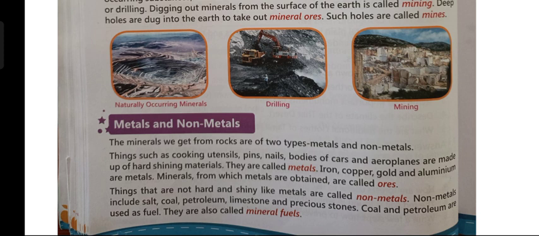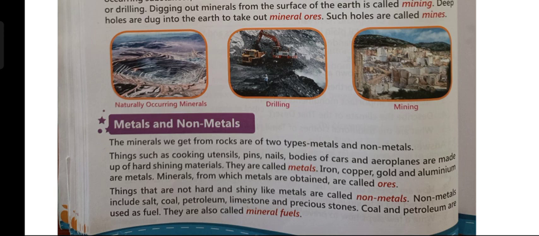Now, let us read the last paragraph. Things that are not hard and shiny like metals are called non-metals. Non-metals include salt, coal, petroleum, limestone and precious stones. Coal and petroleum are used as fuel. They are also called mineral fuels.